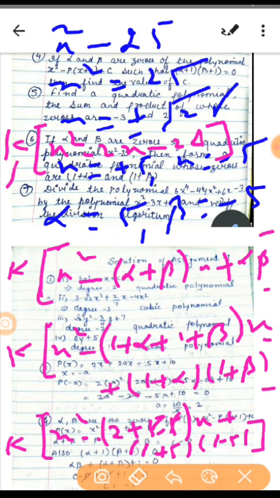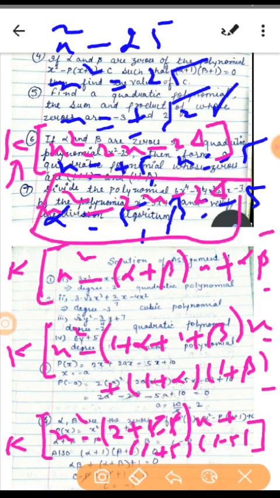Again, k is any real number, so our polynomial will be x square minus 2x minus 24. This is our polynomial, right?